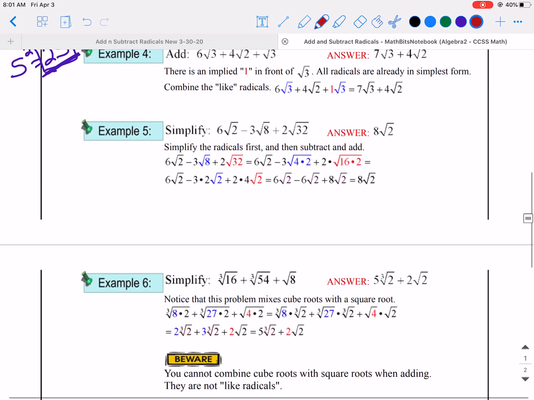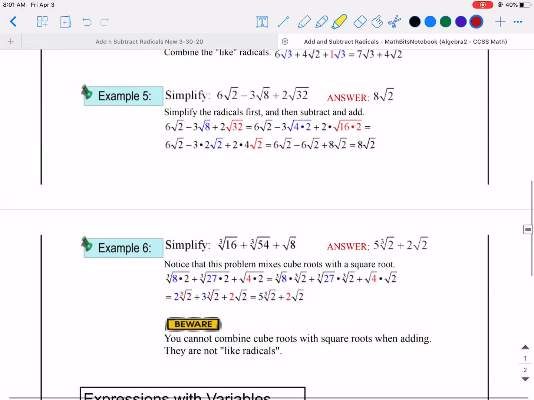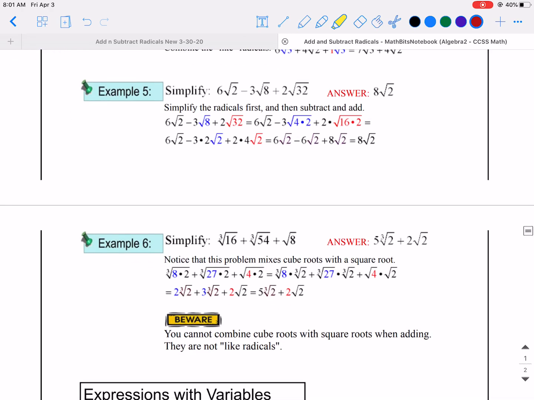Example 4 here. The only radicands that are the same are the radical 3s, and remember there's a 1 out here if you don't see it. So I have 6 radical 3s plus 1 radical 3, which gives me 7 radical 3s. And I have a 4 radical 2 that will not combine with everything, so your final answer is that. The last one I want to show you, and then I'll do some examples in another video from your homework, because this is running a little bit long.